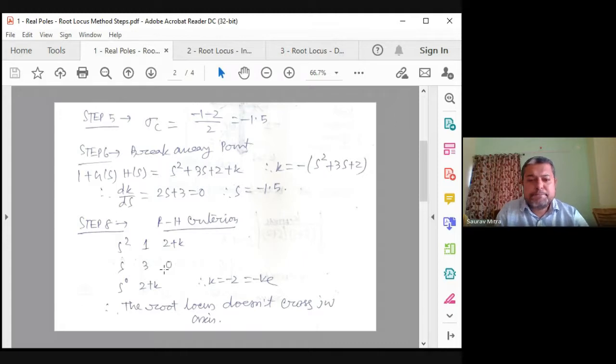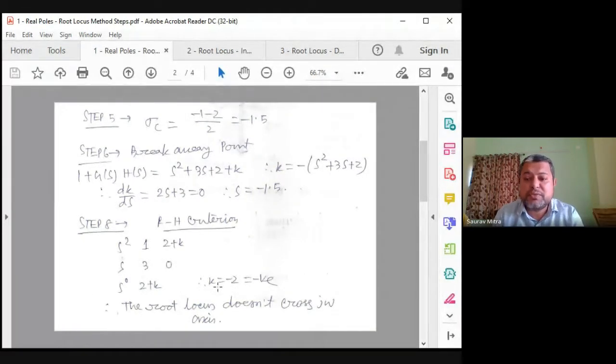Now find the S raised to 0 term. It is 3 into 2 plus k minus 1 into 0 divided by 3. Here it is coming 2 plus k. So for 2 plus k equal to 0, we have seen for the first rule, if there is some epsilon, make epsilon tend to 0. Even if you make epsilon tend to 0, you find this is equal to 2, and 2 is a positive number. Or from here, if 2 plus k is equal to 0, you find k is equal to minus 2, which is negative. And we know that the k value can never be negative. That means whatever criterion we are getting here is an unrealistic criterion, that is k is coming to be negative.